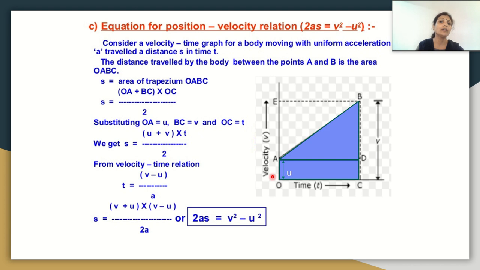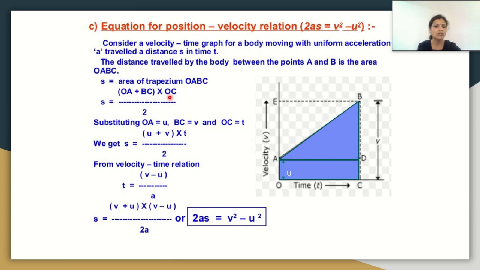Can you recollect the formula to find the area of a trapezium? It is half into the sum of the parallel sides into height, right? In our figure, which two sides are parallel? AO and BC are the two parallel sides. What is the height of this trapezium? OC is the height. So accordingly, write your formula. S is equal to 1 by 2, sum of the parallel sides means OA plus BC, into height, which is OC.